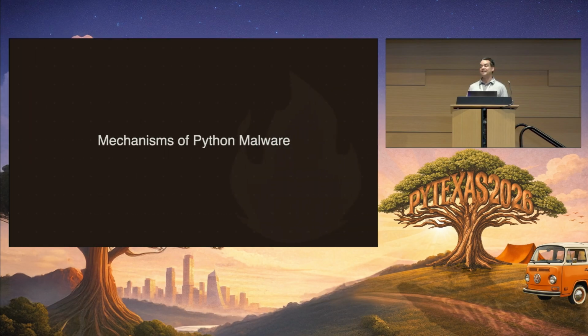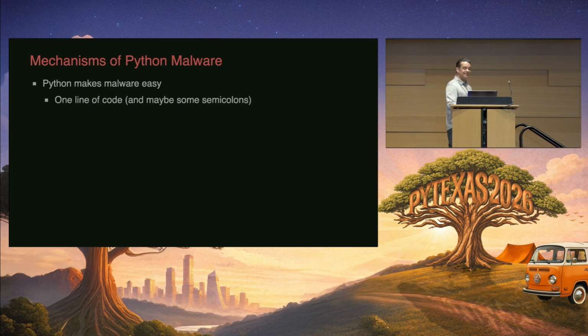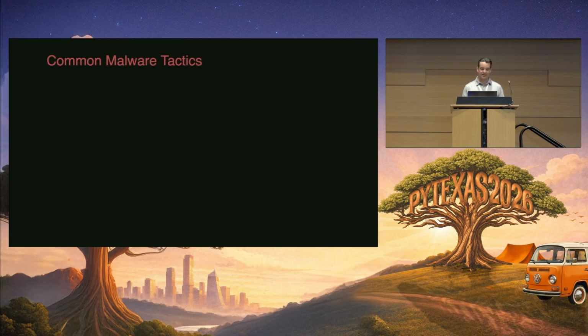All right, so now let's dive into the mechanisms of Python malware. I want to show you what malware actually looks like. And not, of course, so you can use it, but so you can see how easy it is to do. Python makes malware really, really easy. You generally need one line of code, maybe with a few semicolons, and the standard library has everything we need. You don't need complicated dependencies to write Python malware. Everything you need is right there.